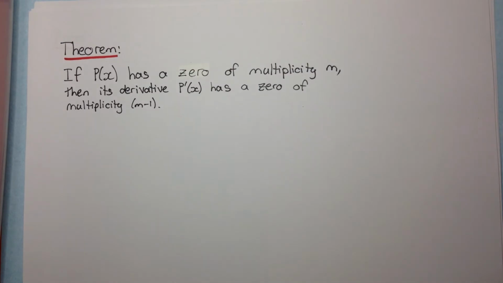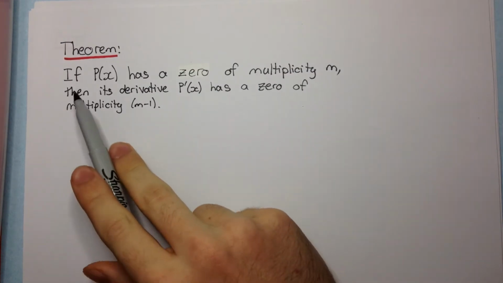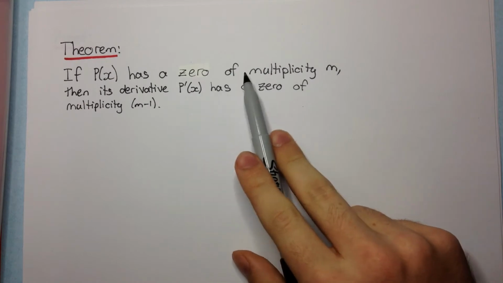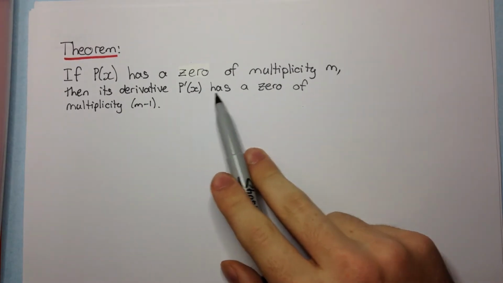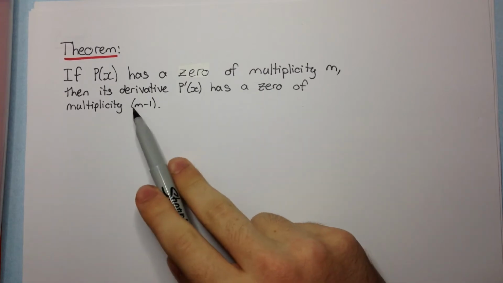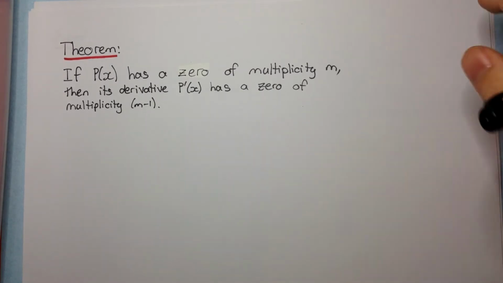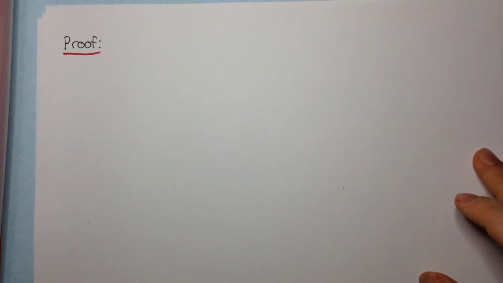Okay, what does the theorem say? It says, if p of x has a zero of multiplicity m, then its derivative p dash x has a zero of multiplicity m minus 1. Okay, so let's prove this first, and then we'll do an example in another video.